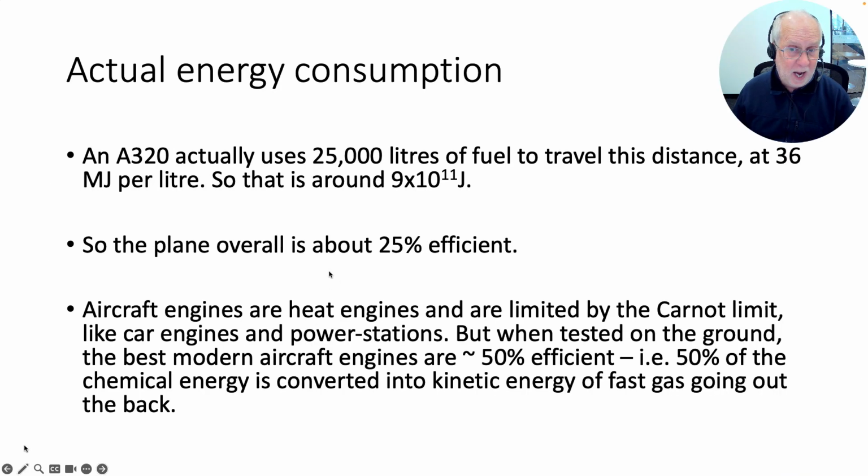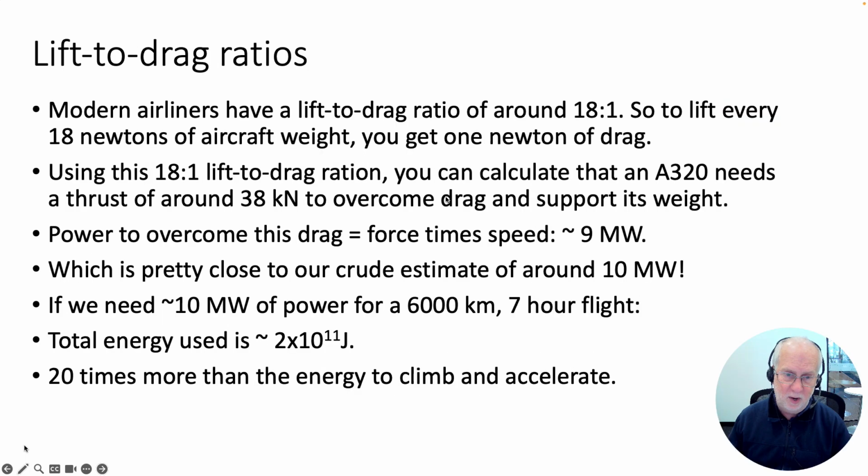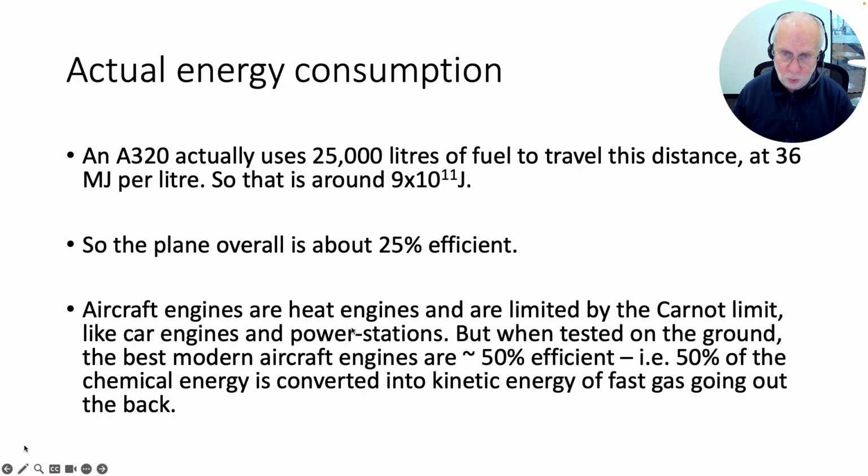How much energy does it actually use? Well, an A320 has a fuel capacity of about 25,000 litres of fuel, about 20 tonnes of fuel, at 36 megajoules per litre. So that's about 9 by 10 to the 11, roughly 10 to the 12 joules. So overall the plane is about 25% efficient. So it burns 9 by 10 to the 11 joules. It requires only 2 by 10 to the 11 joules. So divide one by that. It's about 25% efficient.